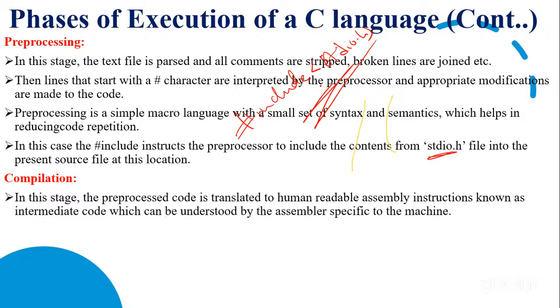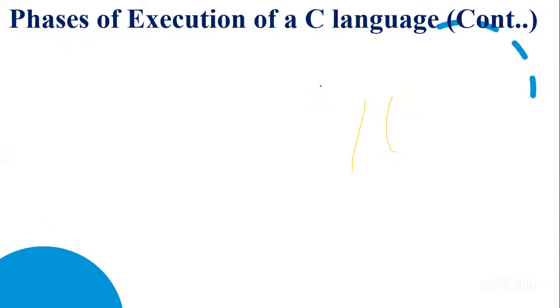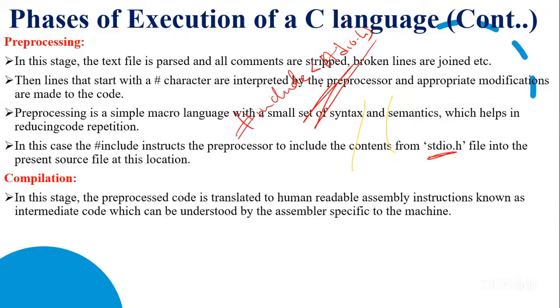Whatever you have written in C language will be converted into some instructions. Those instructions are known as assembly level instructions. That is also called intermediate code. That can be understood by the assembler. There should be an assembler inside the C program compilation. This compilation will be done to convert high level language to assembly level language.